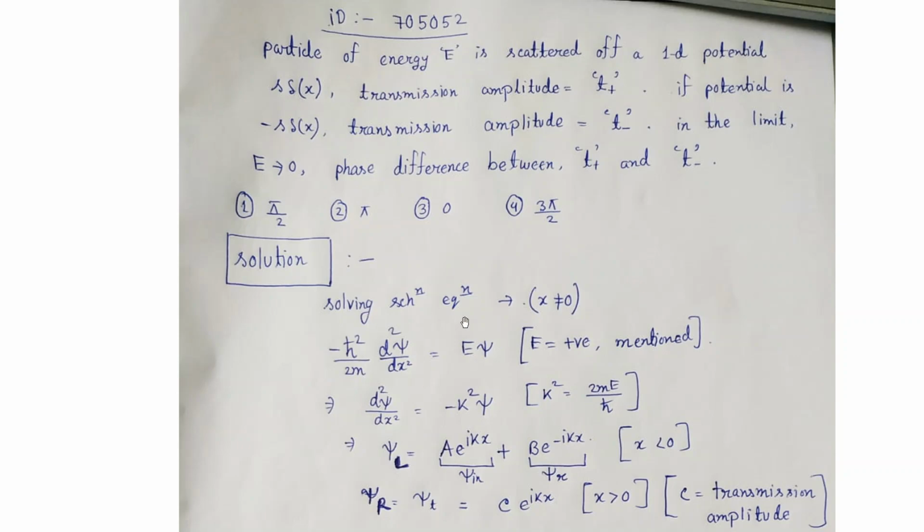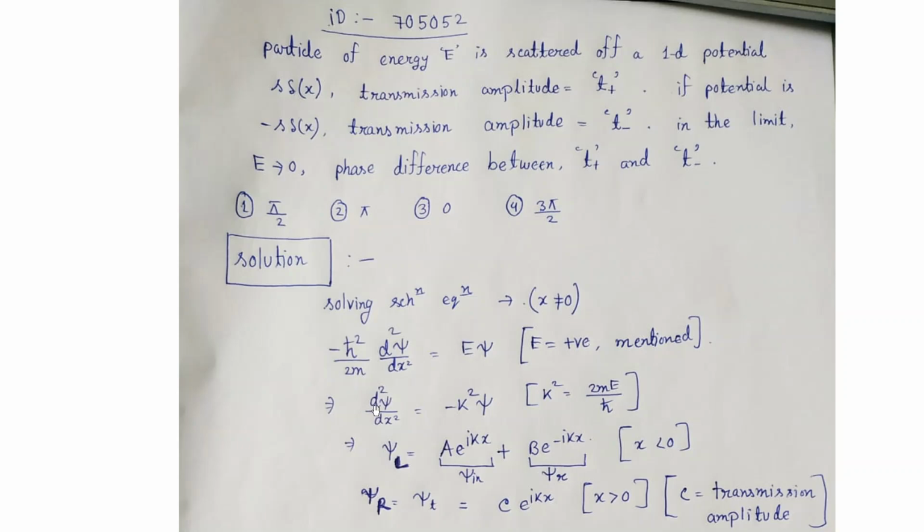So this is the Schrödinger equation except at x equal to 0. That is the standard Schrödinger equation. And note that here the E is positive, because now we are looking at a scattering state. So E is positive. I am highlighting this many times because it is very important to keep this in mind.